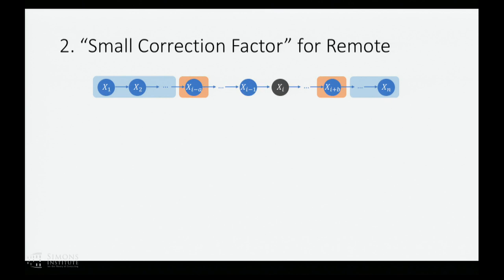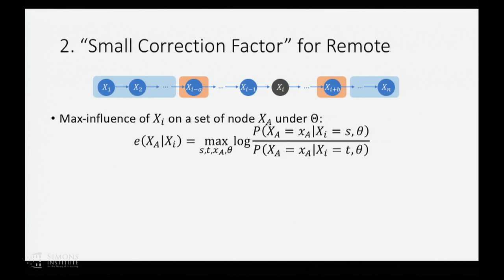And second, let's look at the small correction factor. Here we find that the right notion to use is something we define as the max influence. For xi and any set of nodes x_A, we define the max influence in this formula. Basically it is the log of the ratio of the probability of x_A equal to a certain value given xi equal to s and distribution theta, over the probability of x_A equal to the same value given xi equal to t and distribution theta.